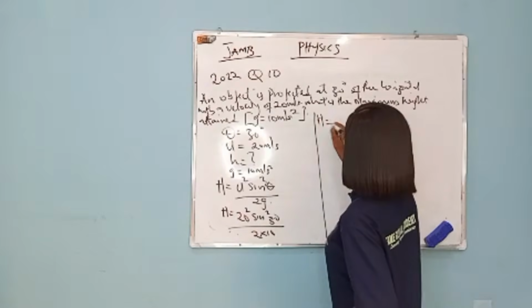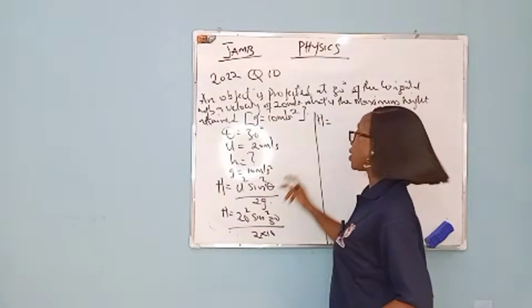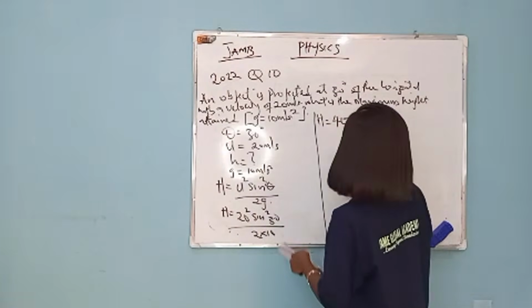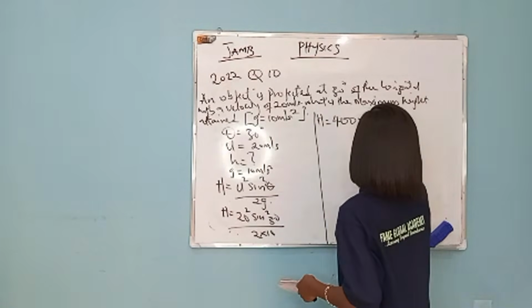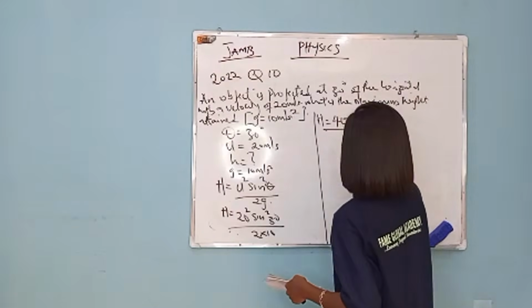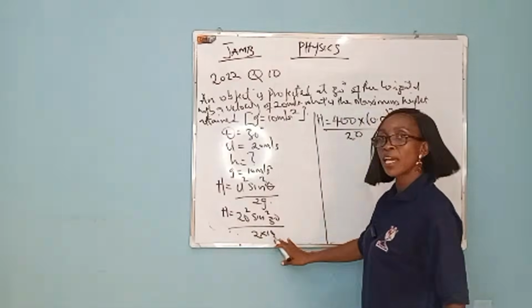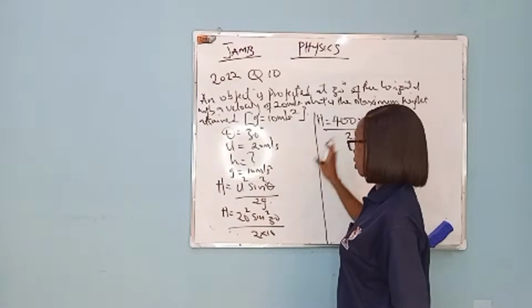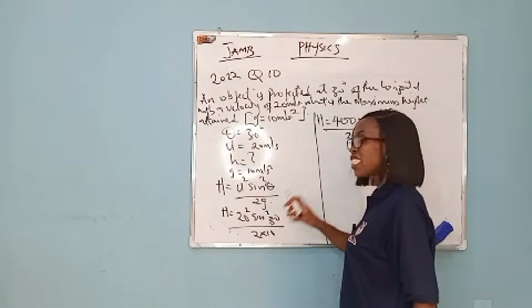H is equal to 20 square, which is 400, times sine 30, which is 0.5, 0.5 square, all over 20. I have 2 times 10 is 20. 20 squared is 400. Then sine 30 is 0.5.